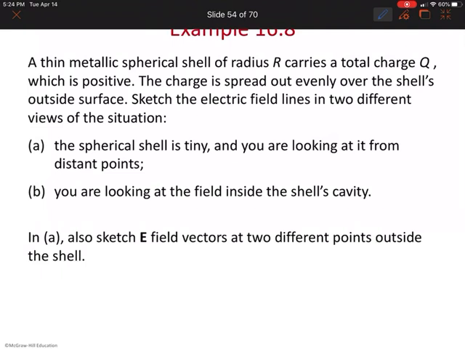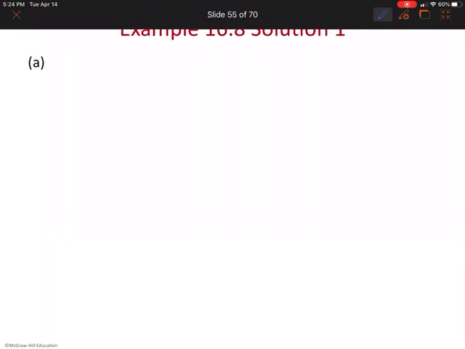So we've got another example, 16.8. A thin metallic spherical shell of a radius carries a total charge, which is positive, and the charge is spread out evenly over the shell's outside surface. It says to sketch the electric field lines in two different views of this situation. So, part A. The spherical shell is tiny, and you are looking at it from distant points. Here you've just got this shell that's positive, so it wants you to basically just draw these field lines here.